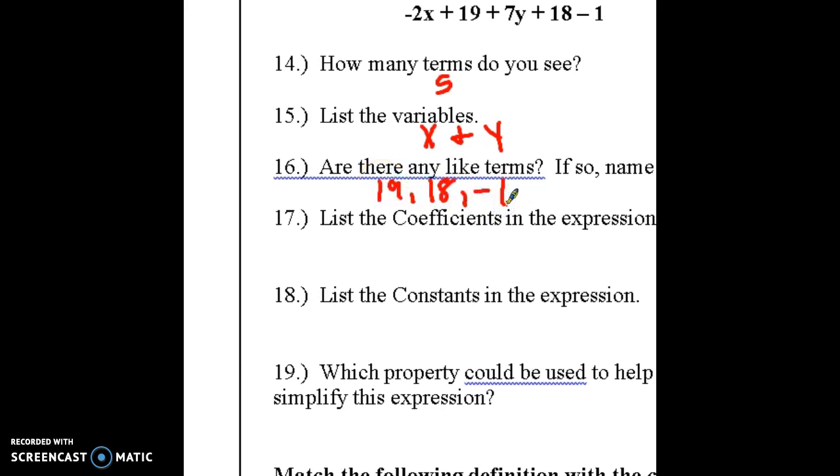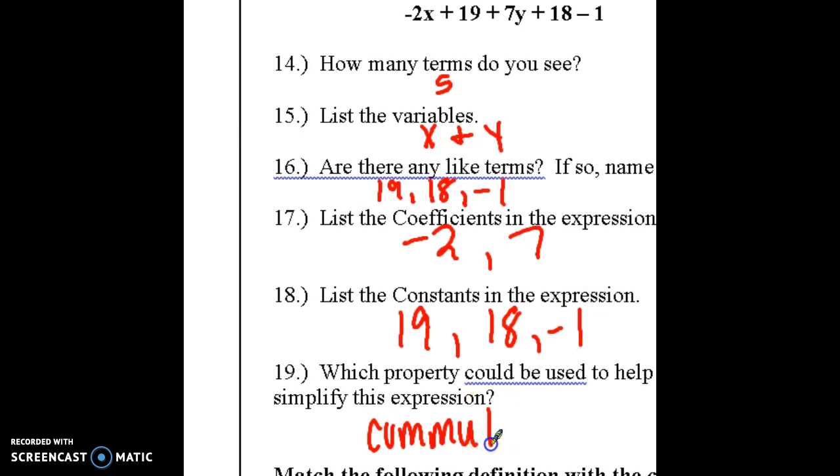Negative 2x does not have a like term because there's nothing else with x, and 7y does not have a like term because there's nothing else with y. The coefficients are negative 2 and 7. The constants are the numbers without a variable. That's 19, 18, and negative 1. And you use the commutative property to simplify this expression.